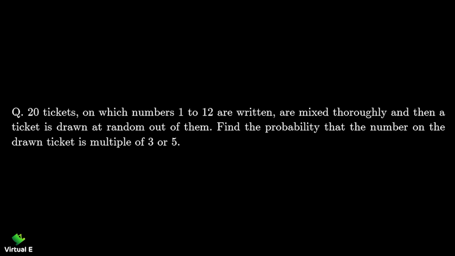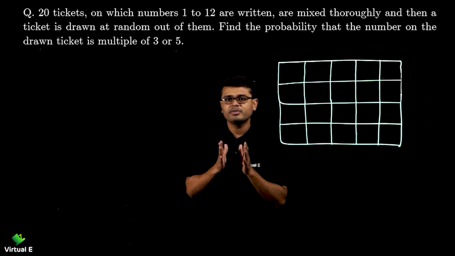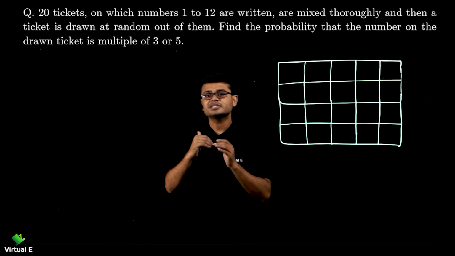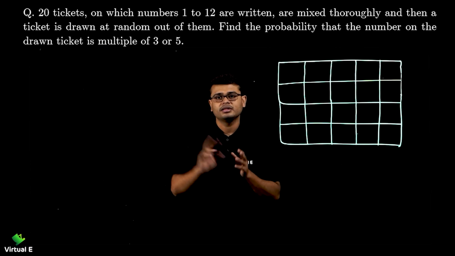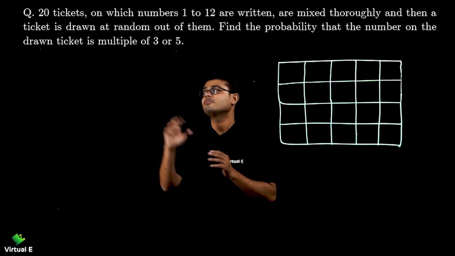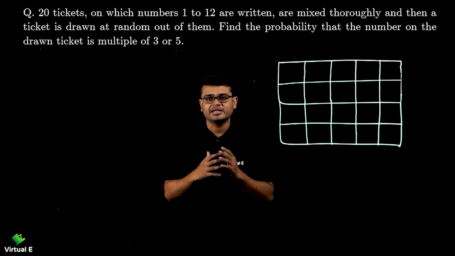And then a ticket is drawn randomly. So you have 20 tickets with numbers written on them, and you are taking one ticket out of the bunch. We need to find the probability that the number on the drawn ticket is a multiple of 3 or 5. So the number should be a multiple of 3 or a multiple of 5. Remember, this is the case where you are dealing with OR. There are two specific cases in probability, and an OR. So we are talking about the case of OR. Let's see how to do it.